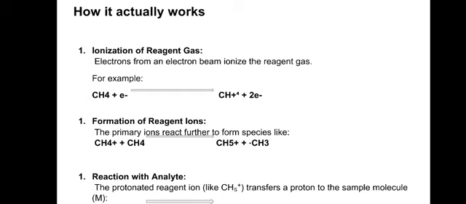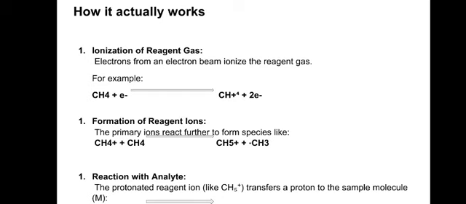How does it actually work? It works in 3 steps. The first one is ionizing of the reagent gas. As we have discussed earlier, the reagent gas which we are using is first ionized by an electron. For example, we have methane gas, which is ionized into a cation by just losing an electron.